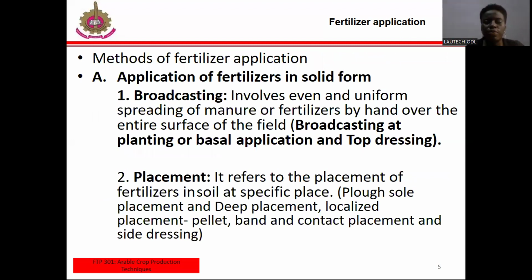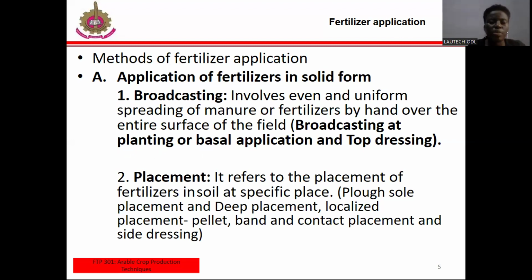We have different methods of fertilizer application. One, application of fertilizer in solid form. We have the broadcasting method and the placement method. When you're talking of the broadcasting method, it involves even and uniform spreading of the manure or the fertilizer that you are applying by hand over the entire surface of the field. For the broadcasting method, we have the broadcasting at planting, or the basal application, as well as top dressing.